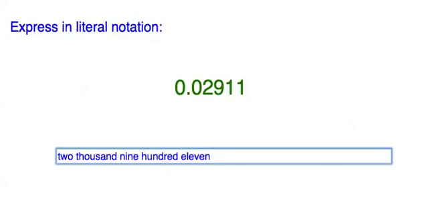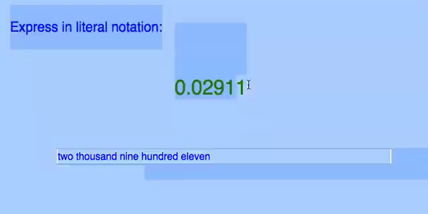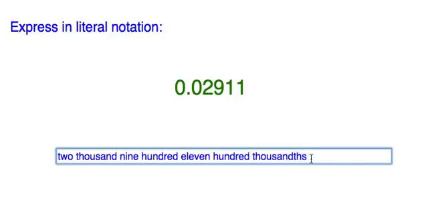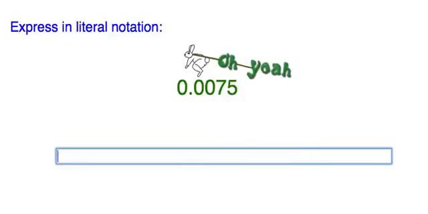2,911. And then the last decimal place is in the 100,000ths place. So tenths, hundredths, thousandths, 10,000ths, 100,000ths. Don't forget the "ths." All right, that's it.